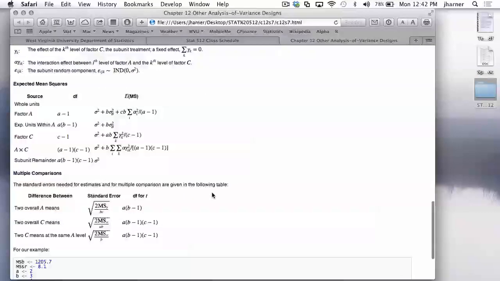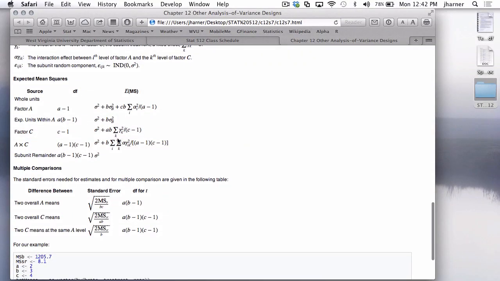So again, if we work out the expected mean squares, we can determine how we would test. So the factor A, the main effect, is tested by this first error term, the B. And then factor C and the interaction is tested by the residual, or the remainder. So again, getting the expected mean squares and seeing what the error terms are is extremely important.